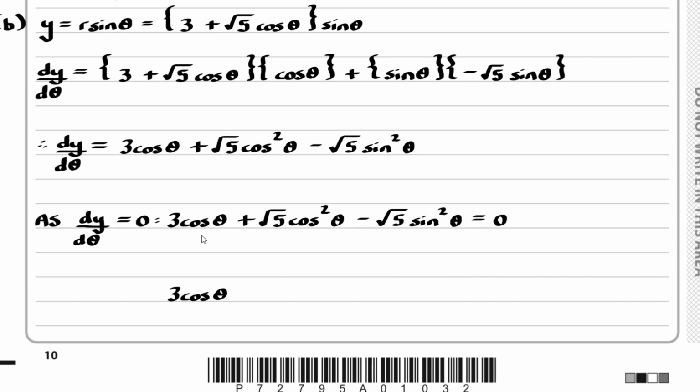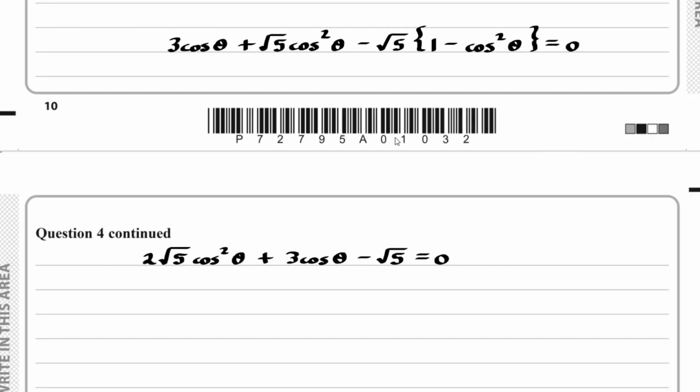So, I've got the 3 cos theta, I add onto this root 5 cos squared theta, and then I subtract root 5, and then here I multiply by sin squared theta, and if I want my entire equation to be in terms of cos only, sin squared theta is the same as 1 subtract cos squared theta, and that's equal to 0. And this would simplify to 2 root 5 cos squared theta plus 3 cos theta subtract root 5 equals 0. And if I factorize this, I've got 2 times cos theta plus root 5 multiplied by root 5 cos theta subtract 1 equals 0.